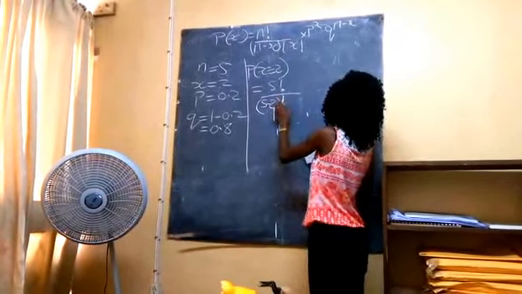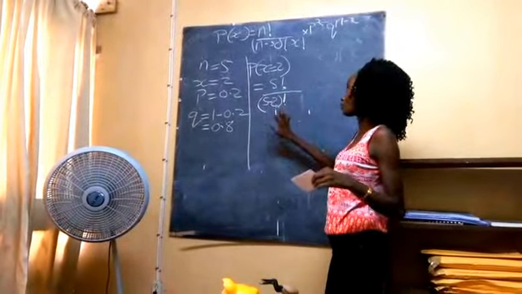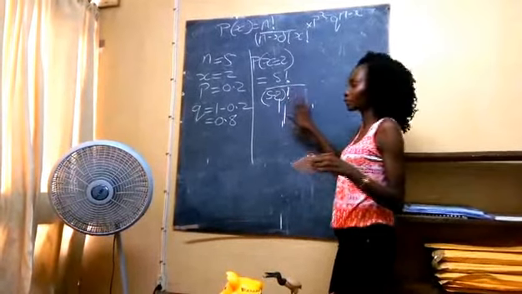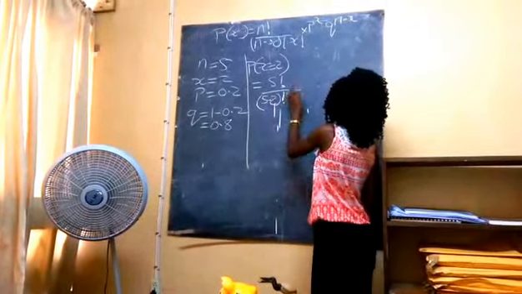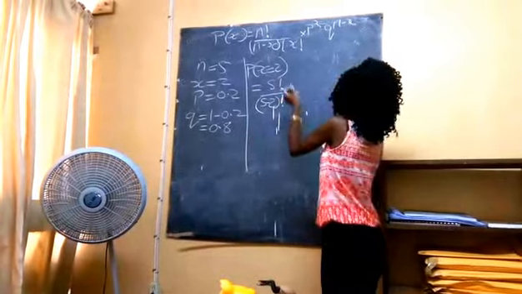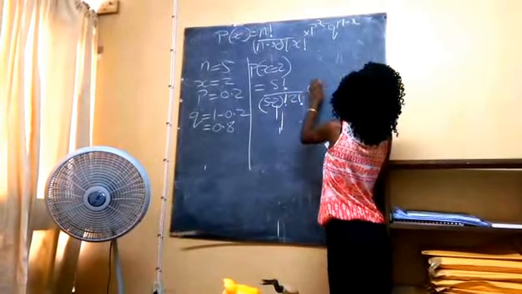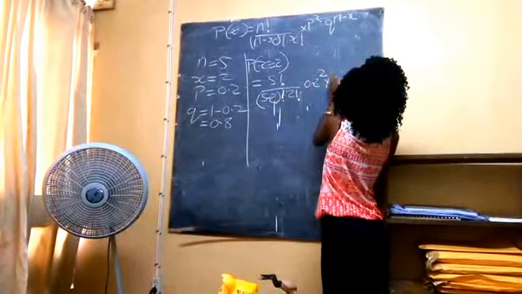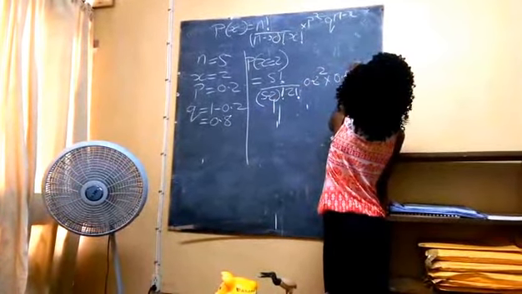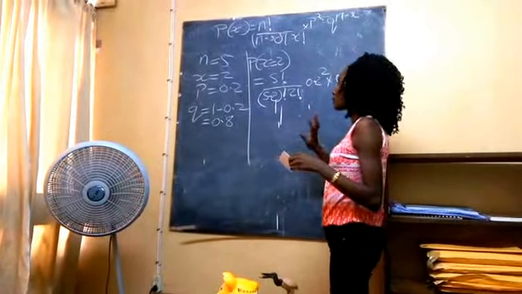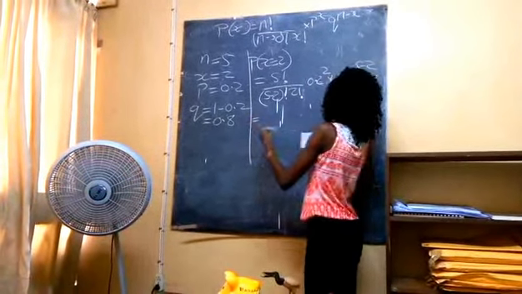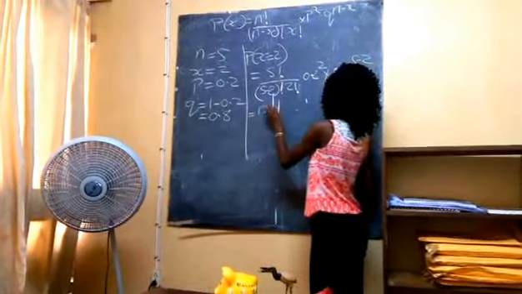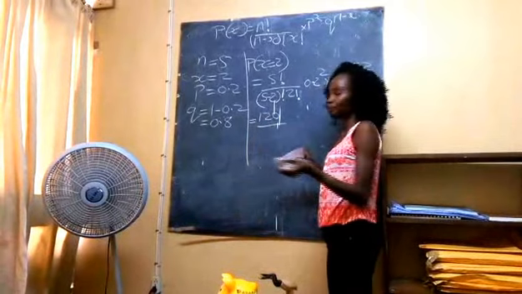Notice that the factorial is outside the bracket, so you have to subtract the values in the bracket and then apply the factorial, times x factorial, which is 2, times p, which is 0.2, to the x, which is 2, times q, which is 0.8, to the power of 5 minus 2. Now, if you go to your calculator and enter 5 factorial, the answer you'll get there is 120.